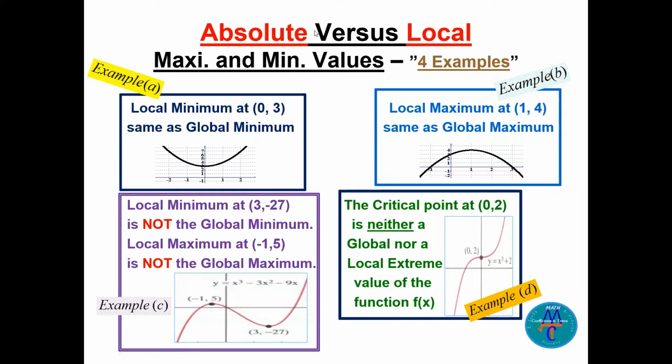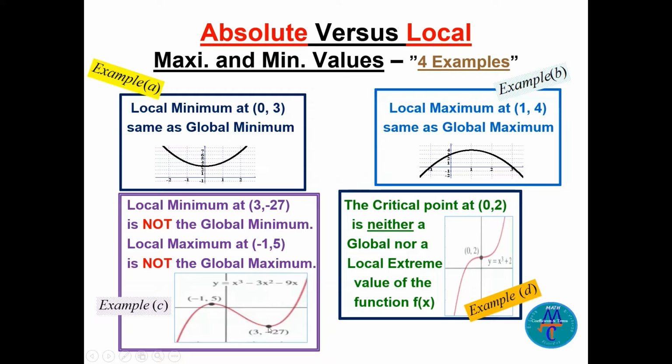Now these are absolute versus local maximum and minimum values. 4 simple examples. You can just read it at your leisure time. Here we have local minimum at 0, 3. See the minimum here. Same as the global minimum or absolute. Global the same as absolute. See, sometimes we have local minimum and the global minimum is the same. Look here, we have local maximum at 1 and 4. Same as the global. This is the absolute maximum. Here we have local minimum.